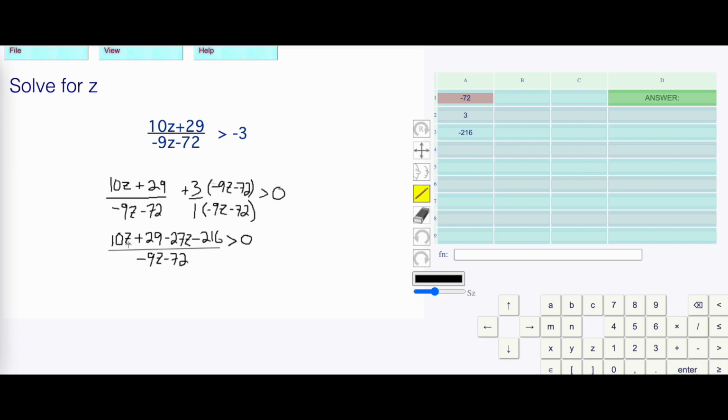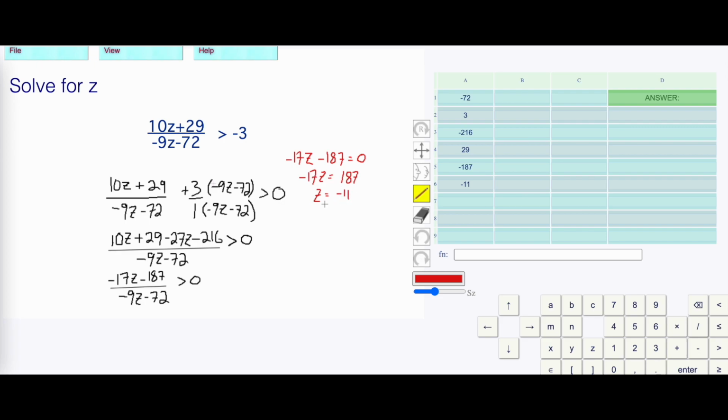We have to simplify. Negative 27z plus 10z is negative 17z. 29 take away 216 is negative 187, all over negative 9z minus 72. And all this is greater than or equal to 0. So I'm going to set the top equal to 0, negative 17z minus 187. Then I'm going to add 187 to both sides, so I have negative 17z is equal to positive 187. I'm going to divide both sides by negative 17, and that gives me z is equal to negative 11. 187 divided by 17 is 11, and a positive divided by a negative is negative.